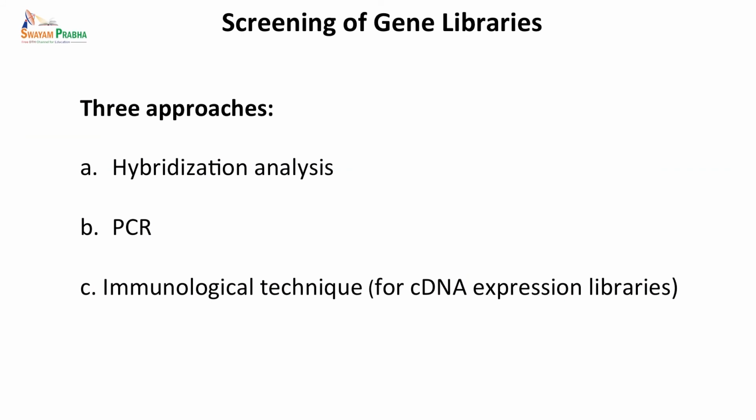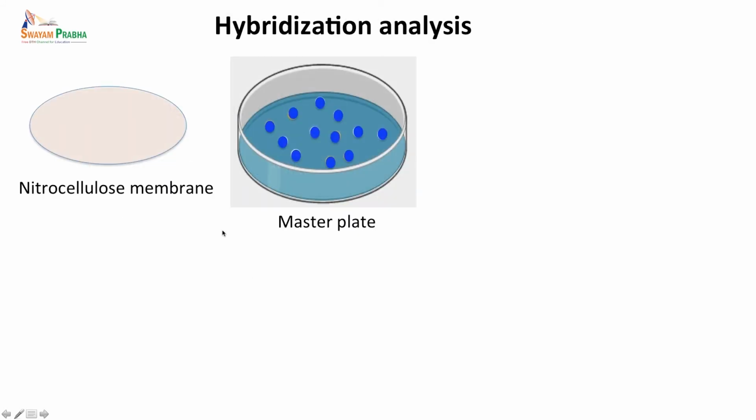So with this background, now let's talk about the various ways in which gene libraries can be screened. There are three basic approaches. One is the hybridization analysis, second is the PCR based analysis, and third is the immunological technique, which is used only for cDNA expression libraries and not for genomic DNA libraries. So let's first talk about the hybridization analysis.